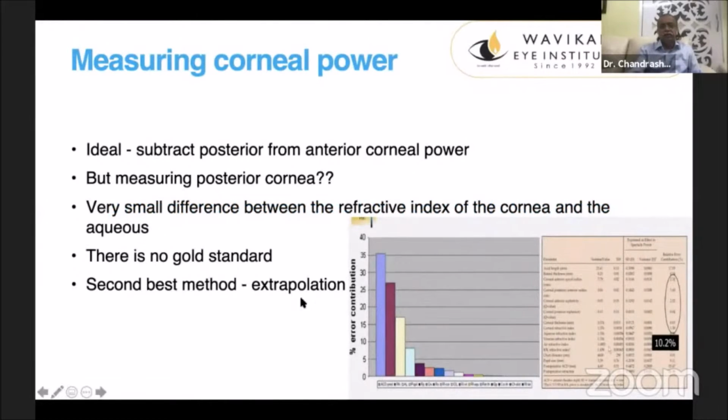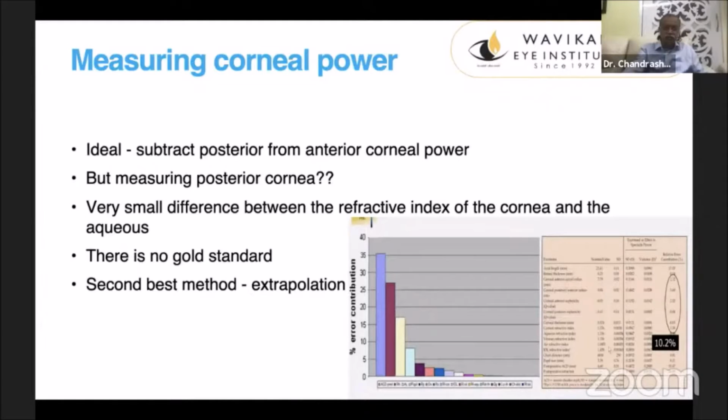So when we are measuring the corneal power, what are the difficulties? First of all, 10% of the errors caused in estimation of the IOL power are because of corneal power problems. Ideally, we should be subtracting the posterior corneal power from the anterior, but measuring the posterior cornea is difficult because there is a very small difference between the refractive index of the cornea and the aqueous, and there is no gold standard to compare with.